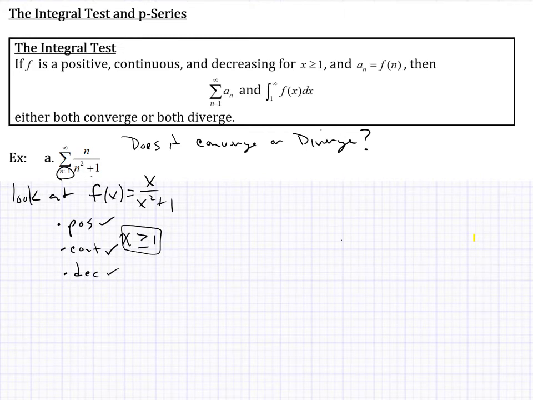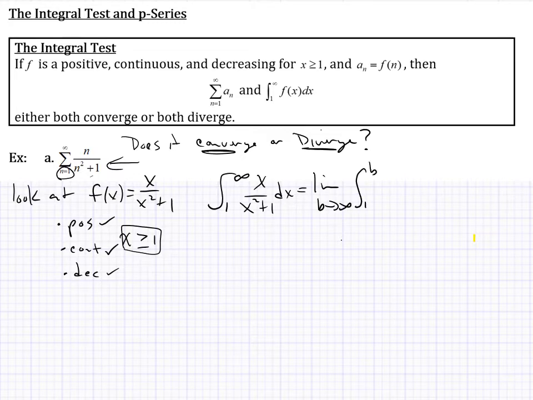Then what I'm going to do is say, okay, let's do the integral from 1 to infinity of x over x squared plus 1. And if we can do this and figure out converge or diverge, then that'll tell us what's going on with this series. Well, we could do this. This is an improper integral. We have the limit as b goes to infinity of the integral from 1 to b of x over x squared plus 1 dx.